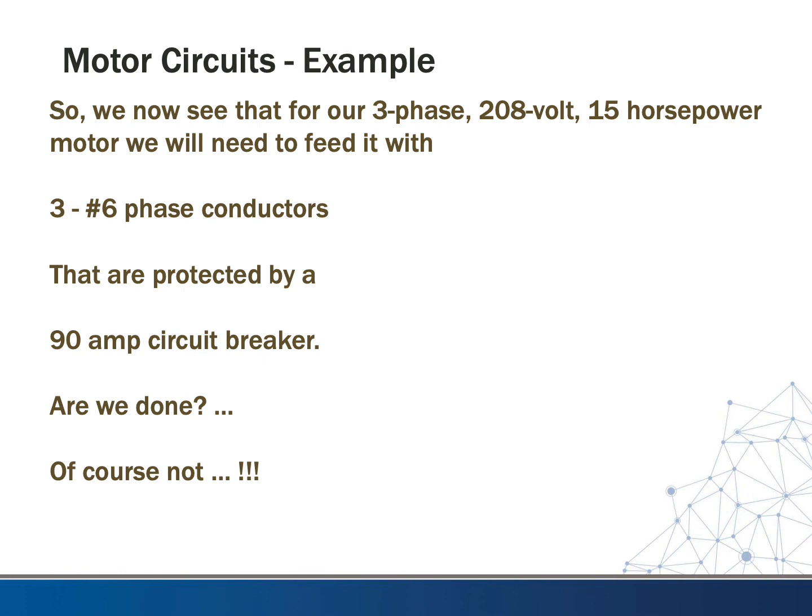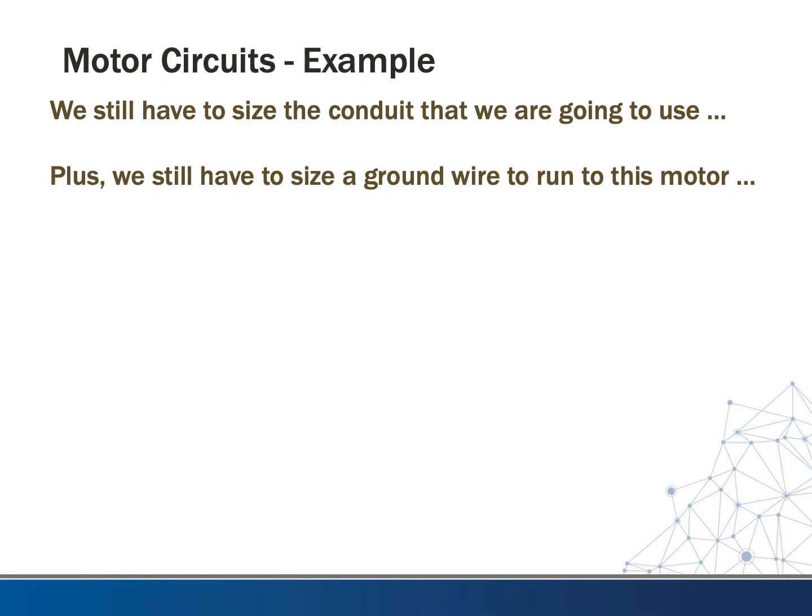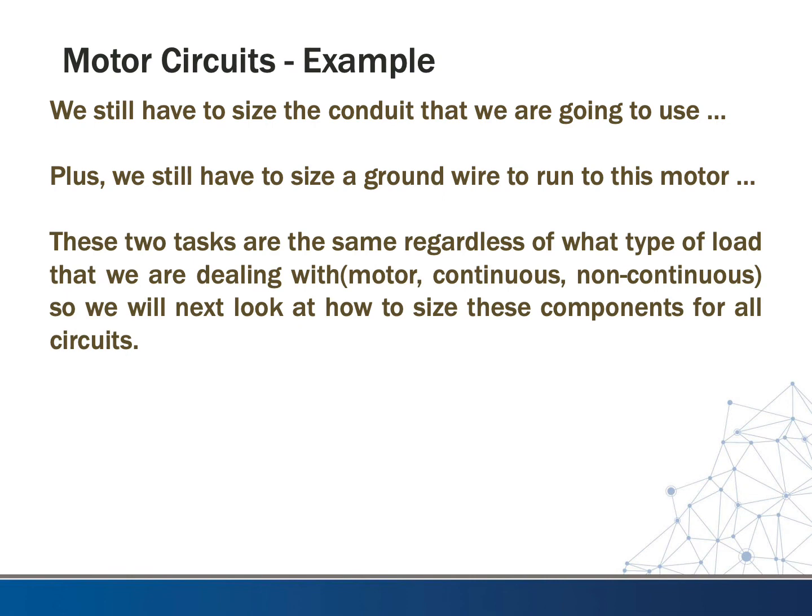We still have conduit and ground wires and stuff like that, which we haven't sized for any of our different branch circuits. All we've sized so far are breakers and phase conductors. In the next couple of lectures we'll look at how to do that, because conduit sizing and ground sizing is going to be the same no matter what type of branch circuit you're feeding. So again, we still have to size the conduit that we're going to use. Plus, you still have to size the ground wire, just like I said, to protect the motor. These two tasks are the same, regardless of the load that we're dealing with. So we will look at that in the next couple of lectures.